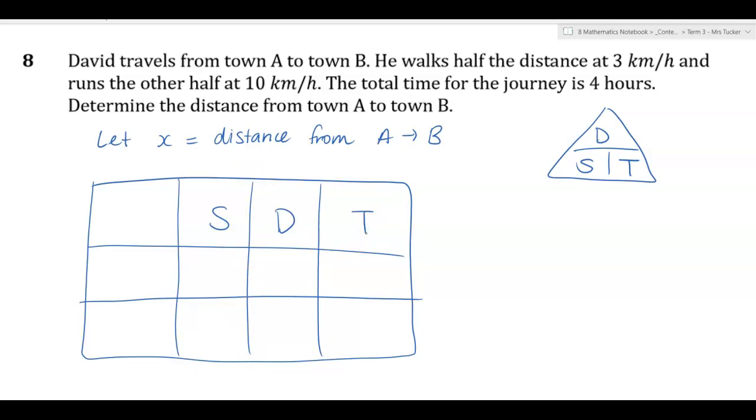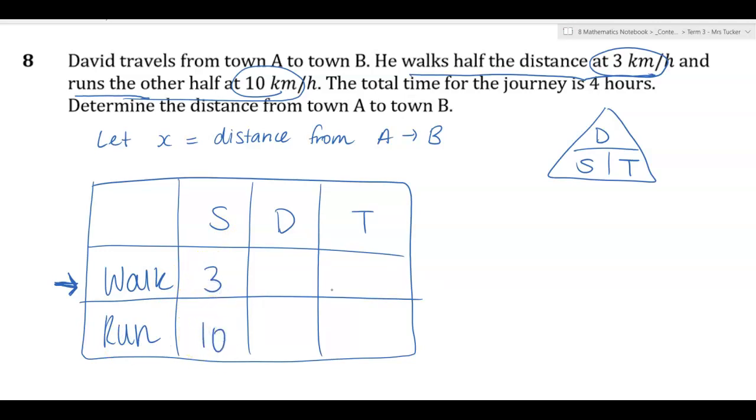All right. So we practice these a lot. We practice our speed, distance, time table. Now, what is the first row, or the middle row in this case? He walks half the distance at 3 kilometers per hour and runs the other half at 10 kilometers. Walking, running. What is his speed of walking? What is his speed for running? What is the distance? X over 2, it's only half the distance because the total distance is X. He walks half, he runs half.